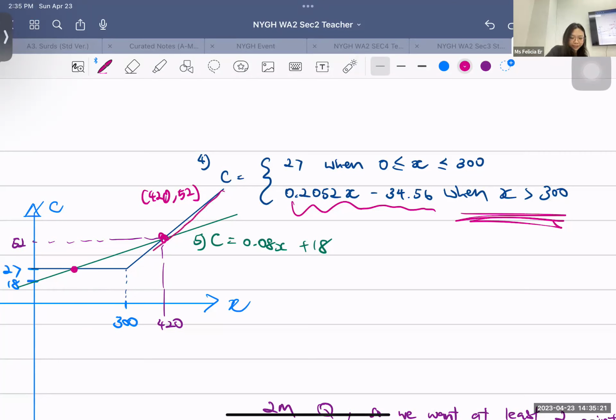Okay, you do not extend this line down. Sorry, because I was unmuted online, I need to unmute myself and explain again. Why don't you extend this line? Because this line does not exist when your x is smaller than 300. It only exists when your x is bigger than 300. When your x is smaller than 300, you're paying a flat rate of $27 inclusive of GST. So if you draw this line, first of all, it doesn't exist, and it doesn't make sense because you will never pay something that is negative. The company will not pay you to use the phone.